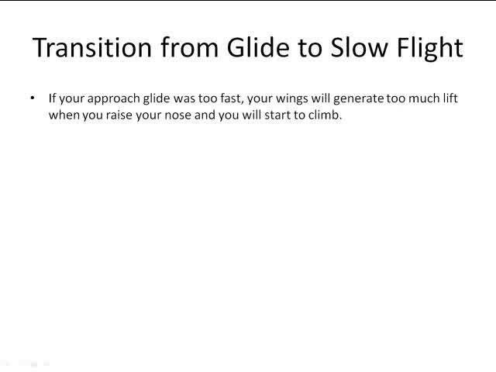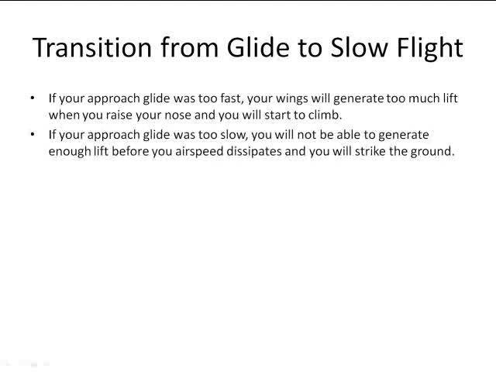If your approach glide was too fast, your wings will generate too much lift when you raise your nose and you will start to climb. If your approach glide was too slow, you will not be able to generate enough lift before your airspeed dissipates and you will strike the ground.